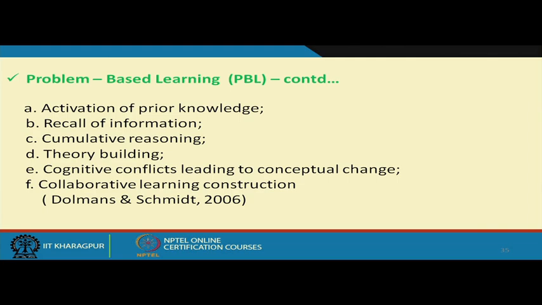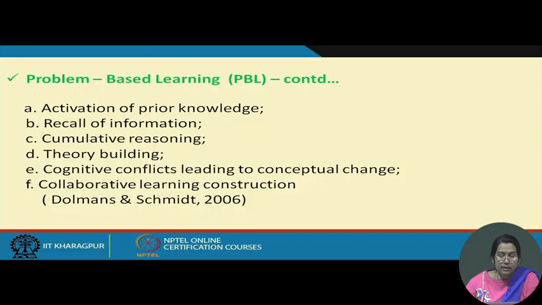Cumulative reasoning. So, when they are engaged in logical thinking, rational thinking, they keep on adding these things in a cumulative way, not in a very discrete manner, but in a very additive and cumulative manner. So, they add their logical reasoning, and on the basis of that sometimes they build up their own theory also. Theory building, it helps them in theory building, and cognitive conflicts leading to conceptual change.